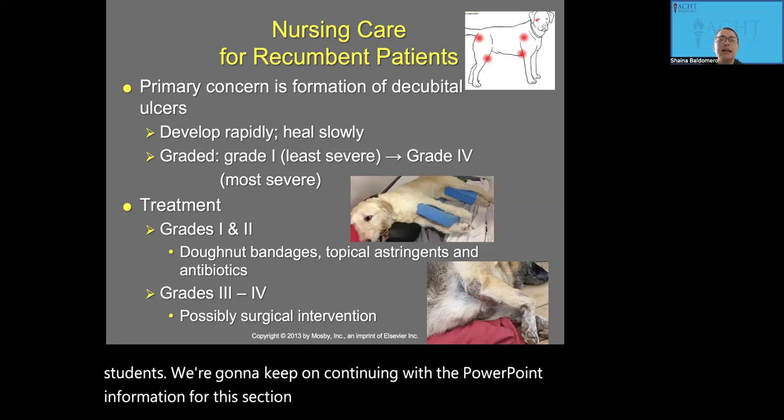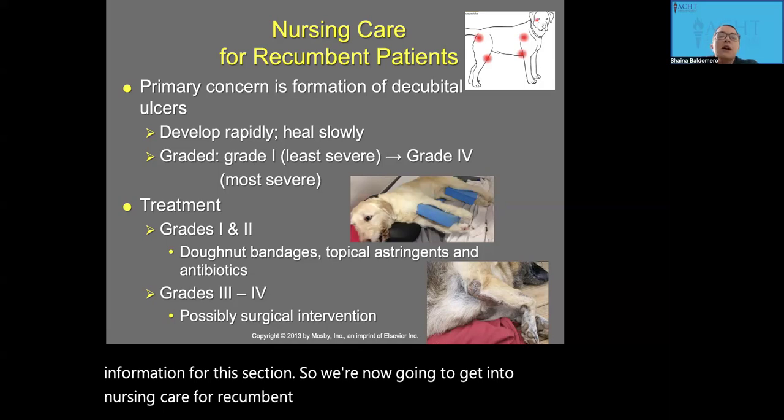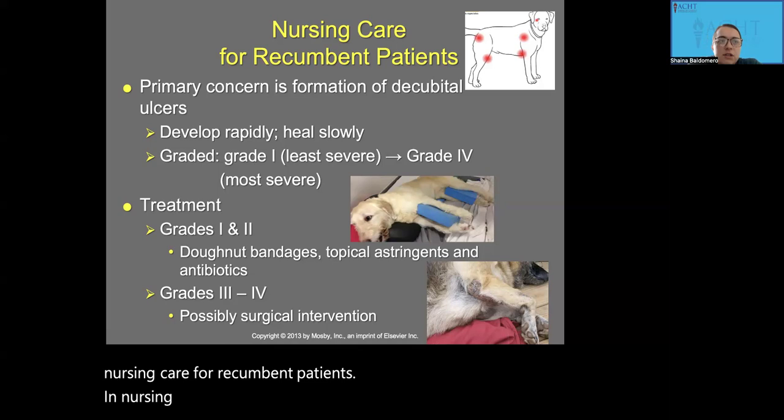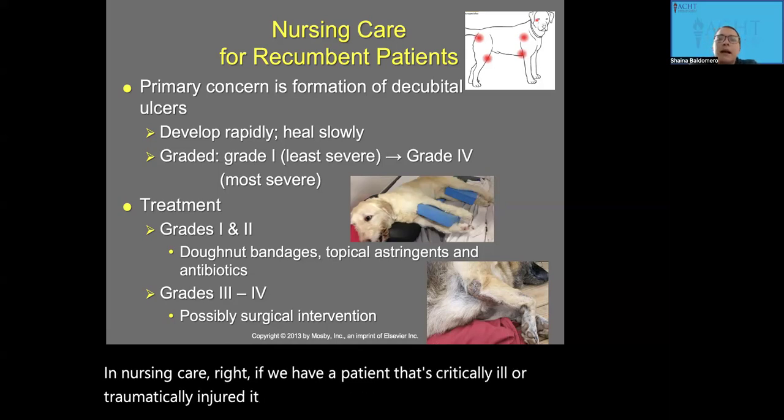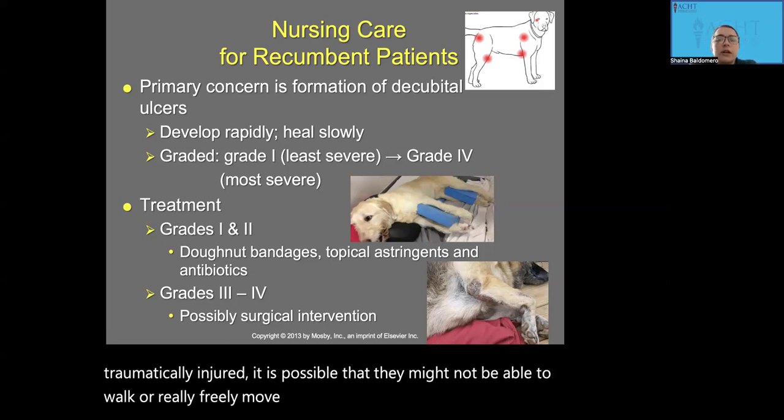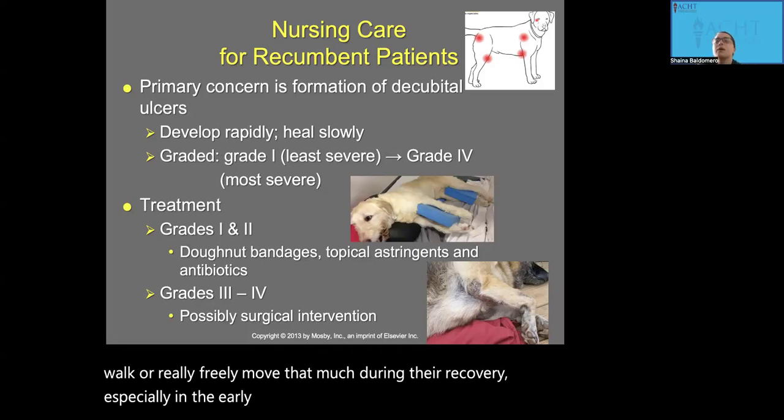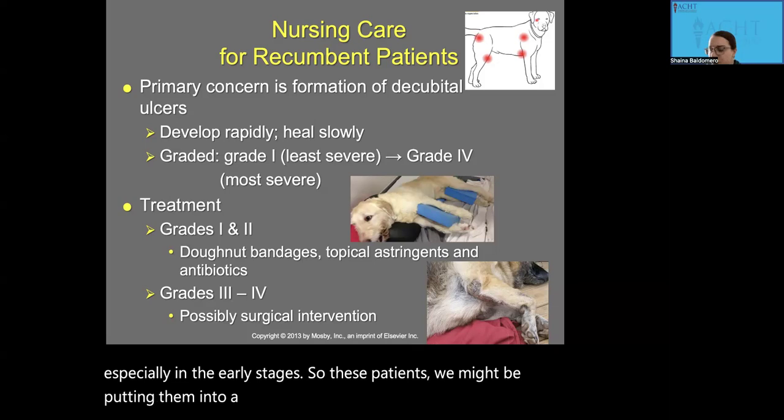So we're now going to get into nursing care for recumbent patients. So in nursing care, right? If we have a patient that's critically ill or traumatically injured, it is possible that they might not be able to walk or really freely move that much during their recovery, especially in the early stages. So these patients, we might be putting them into a lateral recumbency or a sternal recumbency while they're healing in the hospital.